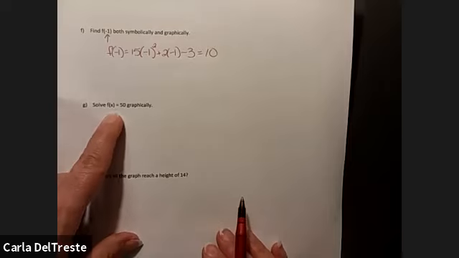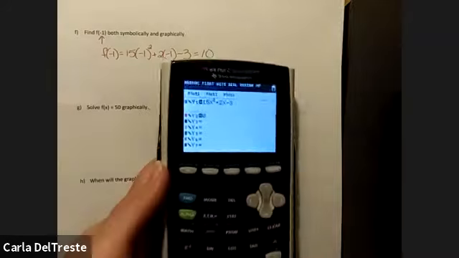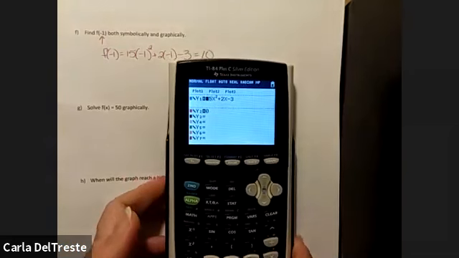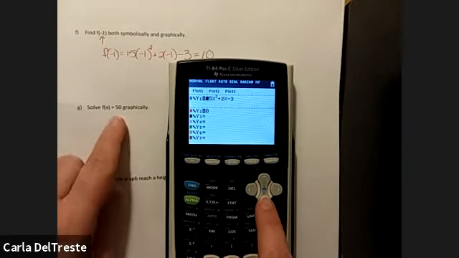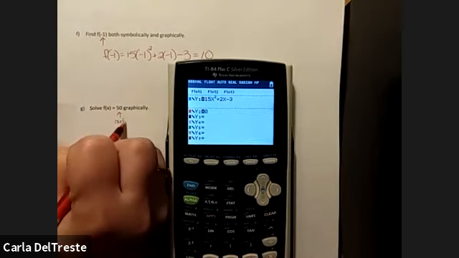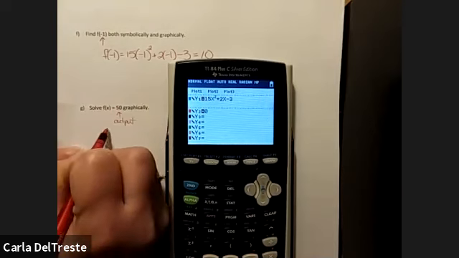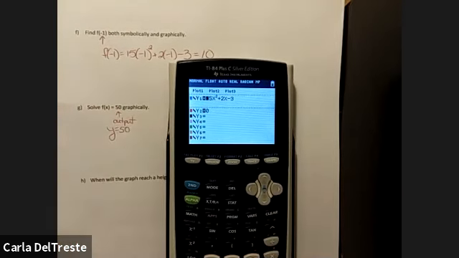Solve f of x equals 50 graphically. Okay, again, it's graphically because we don't know how to do this algebraically yet. So let's go to our graphing calculator first. I've got the function in y1. That 50 is now an output, which means it's a y value. It's just like saying y equals 50.